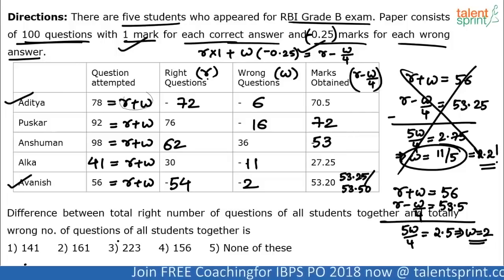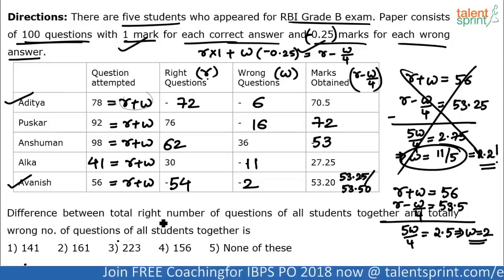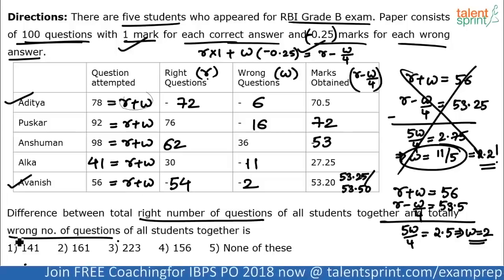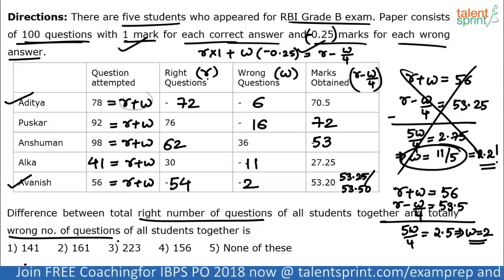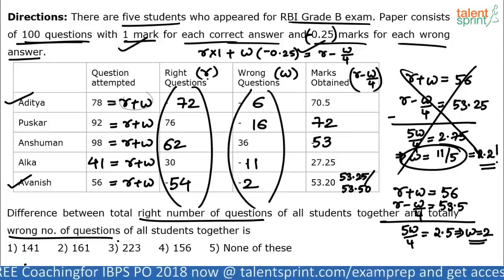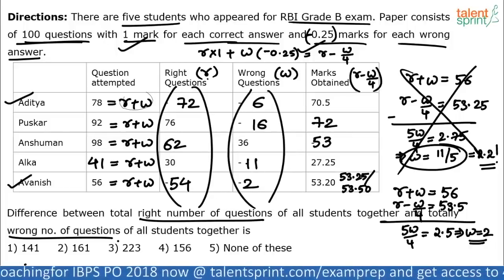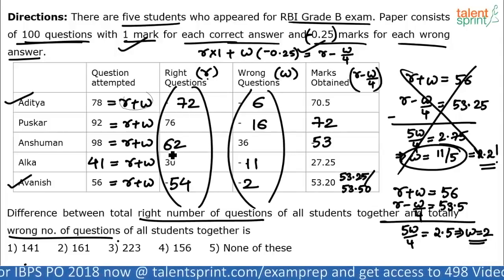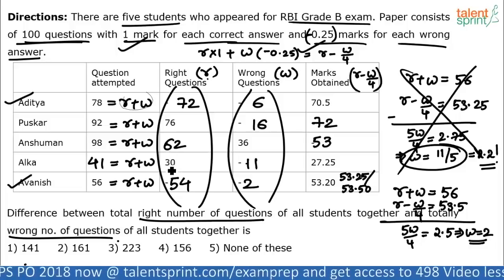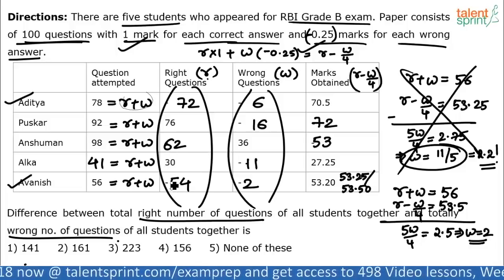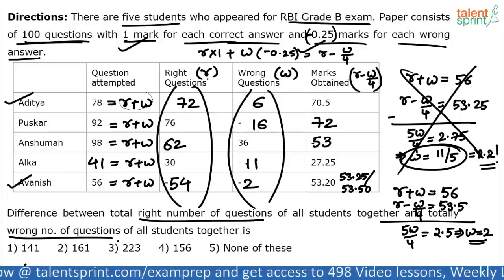First one, difference between total right number of questions of all the students together and total wrong number of questions of all the students together. So total right number of questions is this total, and total wrong number of questions is this total. Take the difference of these two. So 72, do it mentally, right? 72 plus 76 is 148. 148 plus 62 will be 210. 210 plus 30 is 240. 240 plus 54 is 294. So this total is 294.